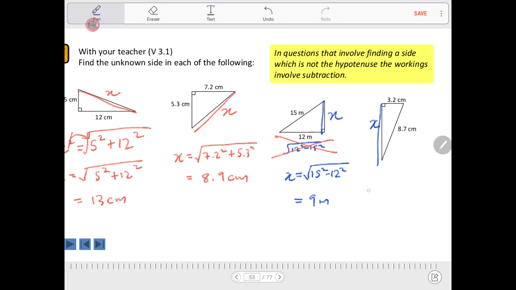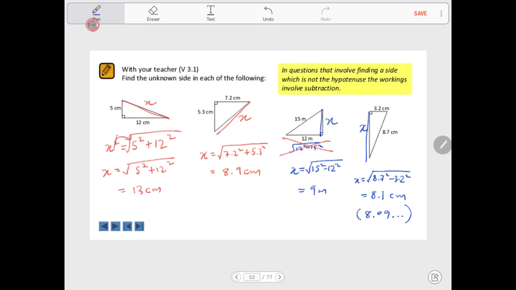Okay, I'll have a go at it. X equals the square root of, okay, the biggest number first, 8.7 squared, take the smallest number squared, and that gives us 8.1 centimetres. It says 8.09, but that rounds to one decimal place, 8.1 centimetres.